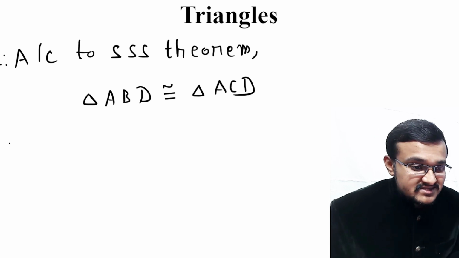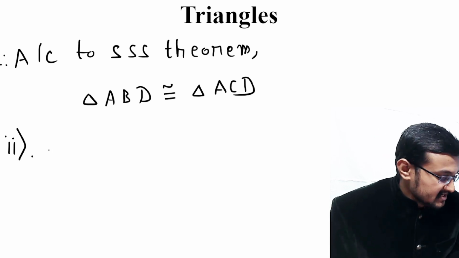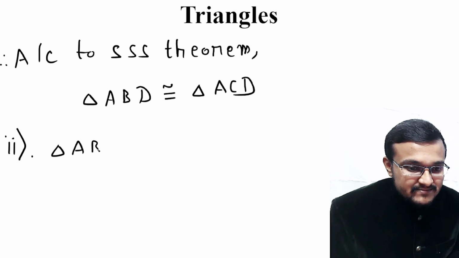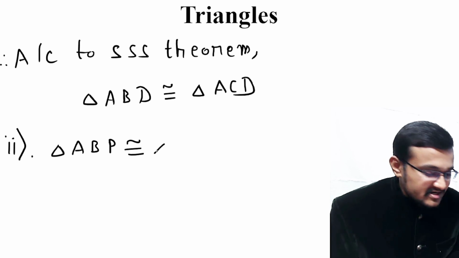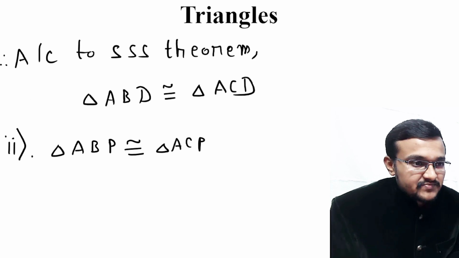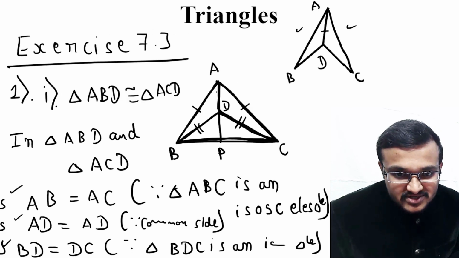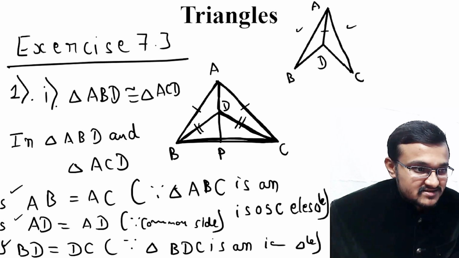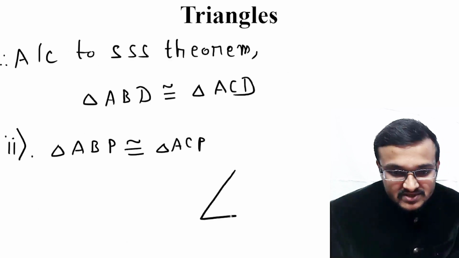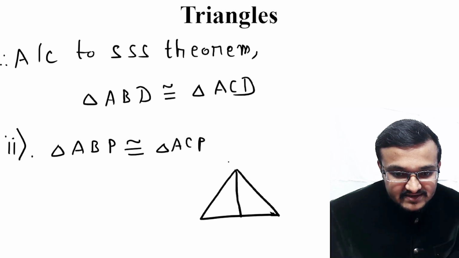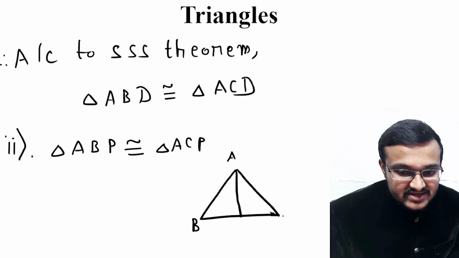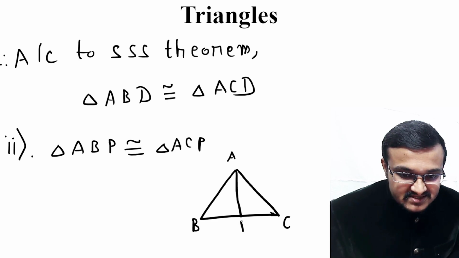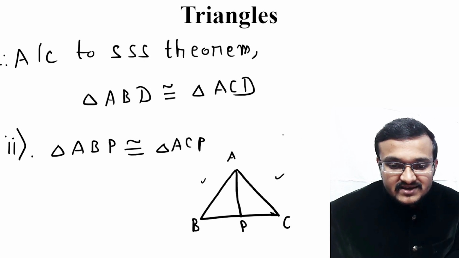Now we will look into the second part of the same first question. Here you need to prove triangle ABP is congruent with triangle ACP. So I'll just write these two triangles here. If I draw this line, this is A, B, C, this is P. ABP and ACP you have to prove are congruent with each other.